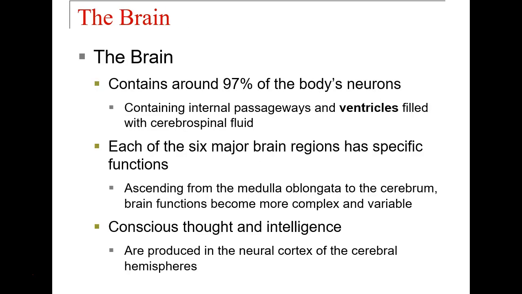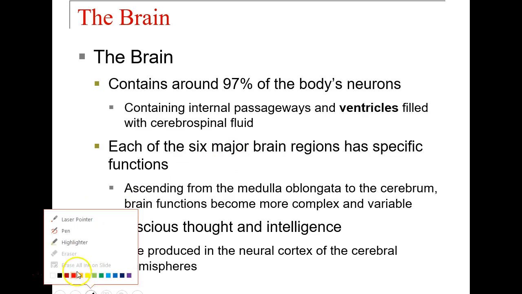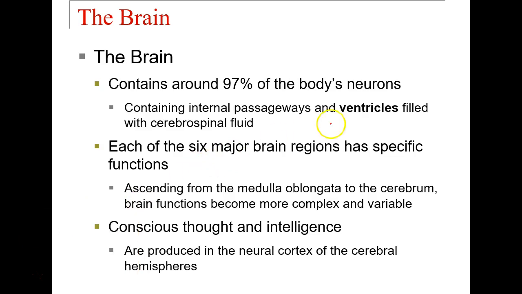So the brain. About 97% of the body's neurons, as we saw before, about 85 billion neurons within here. We have passageways for cerebral spinal fluid for the health of the neurons. These will be found in ventricles. 6 major regions with specific functions. We'll see all these. Then conscious thought and intelligence is going to be had in the brain.